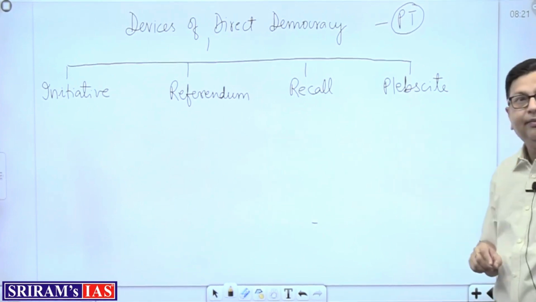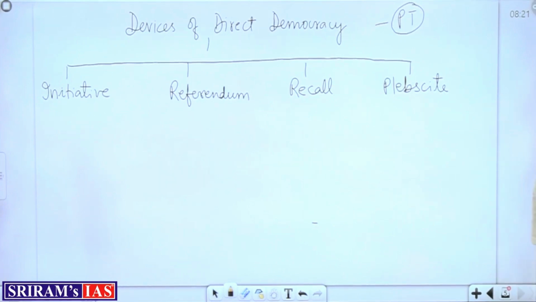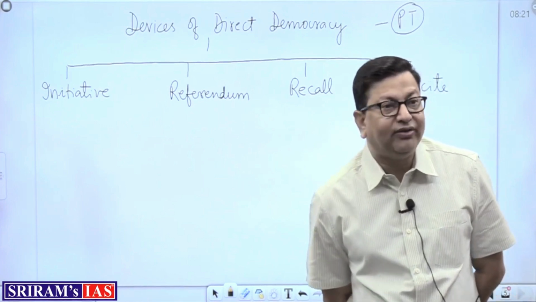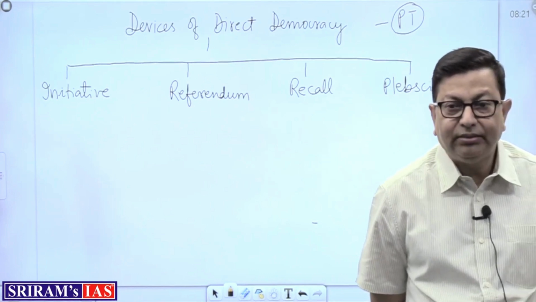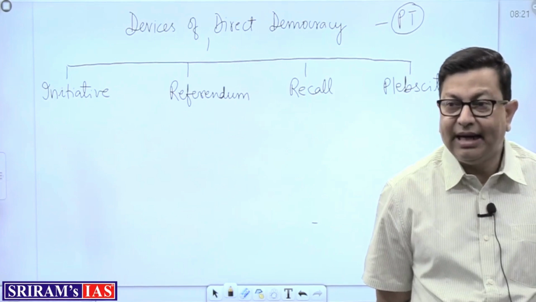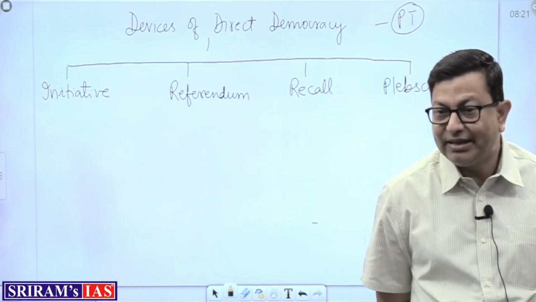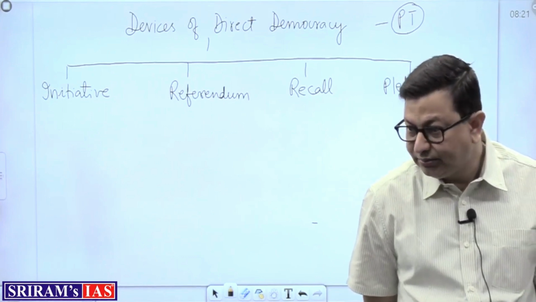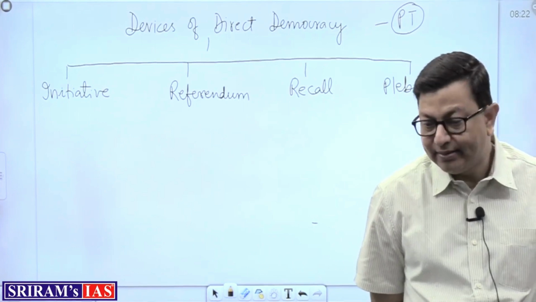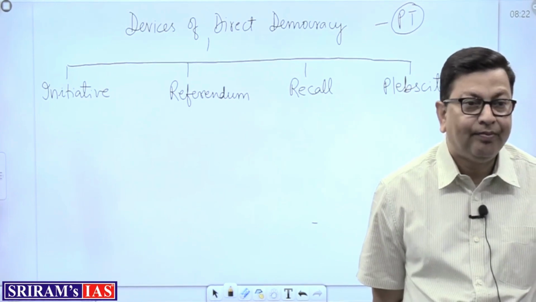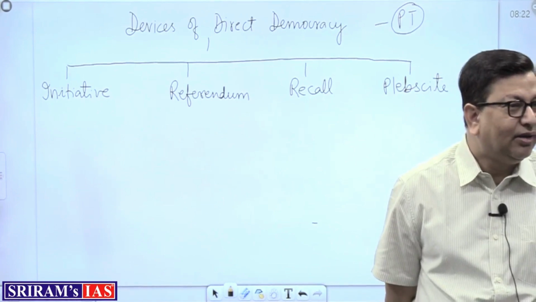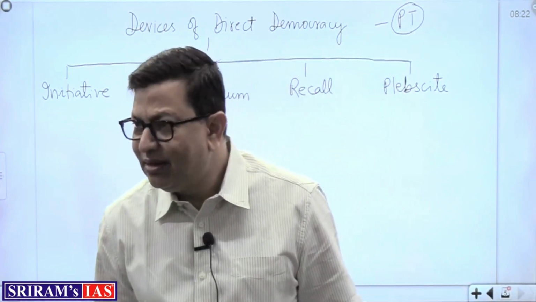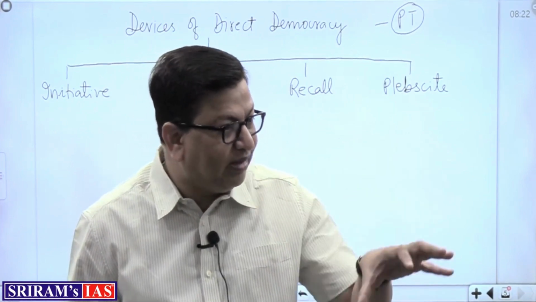And then plebiscite is a device by which the views of the people can be ascertained on a question of political importance. Suppose if there is in this country, the voters will be asked to give their views that whether there should be one nation, one election, it will be a plebiscite. Means the views of the people will be ascertained.